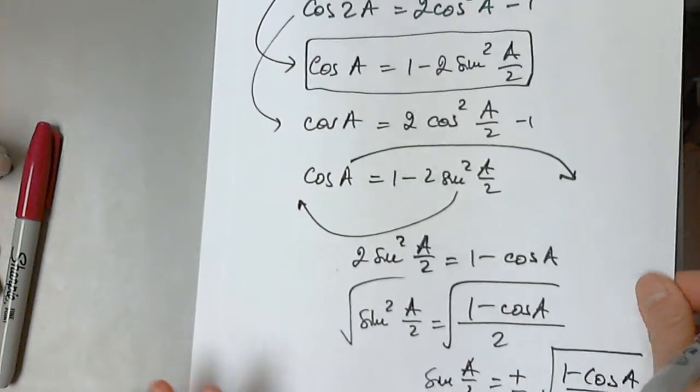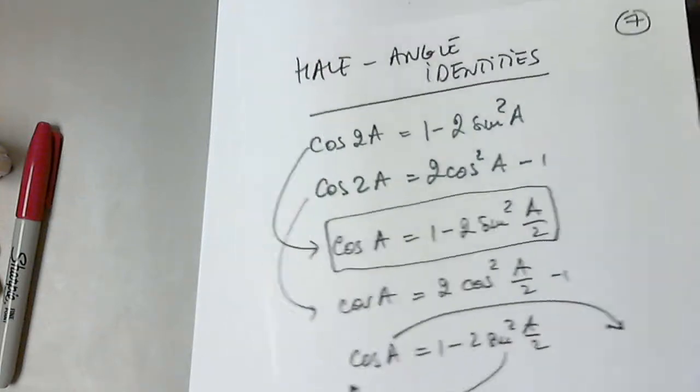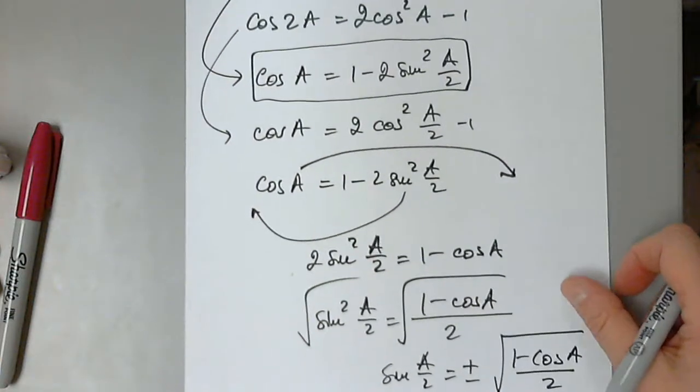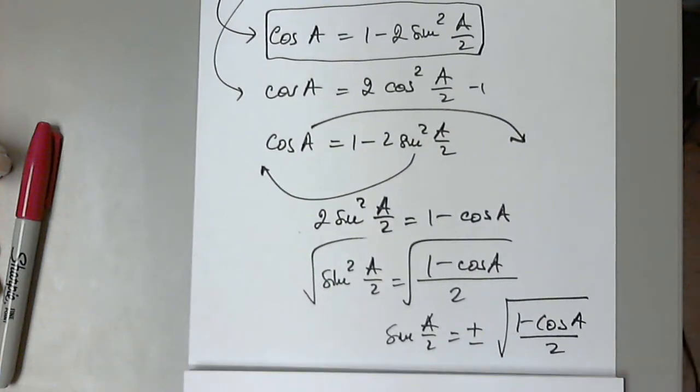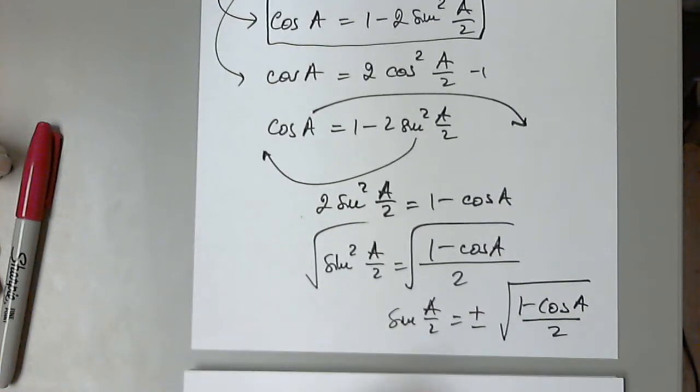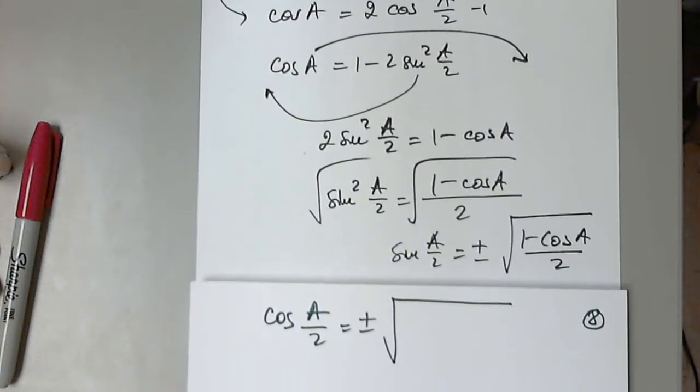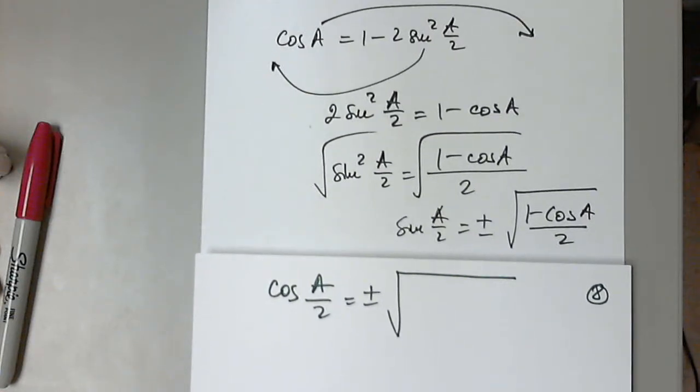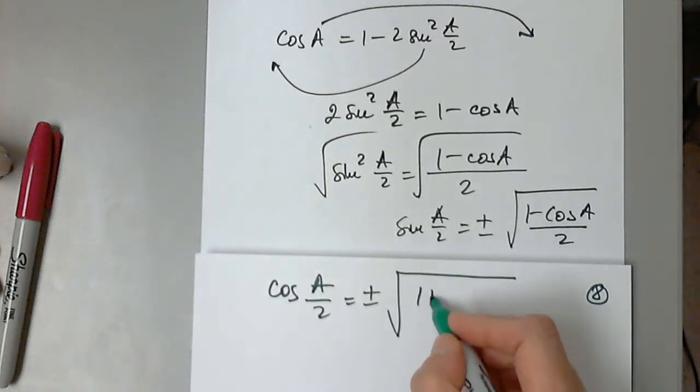If we repeat the same steps for cosine, what do you think we're going to get? Just a wild guess. What do you think cosine a over 2 will equal to? Identical, but plus.